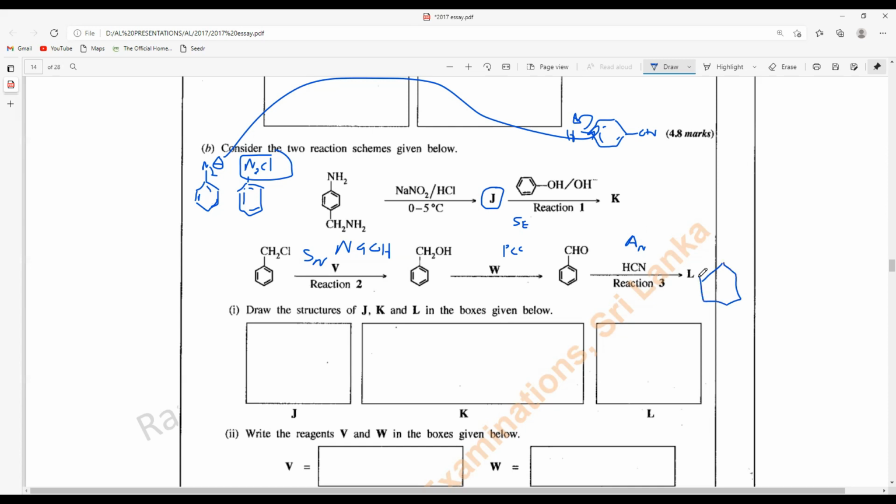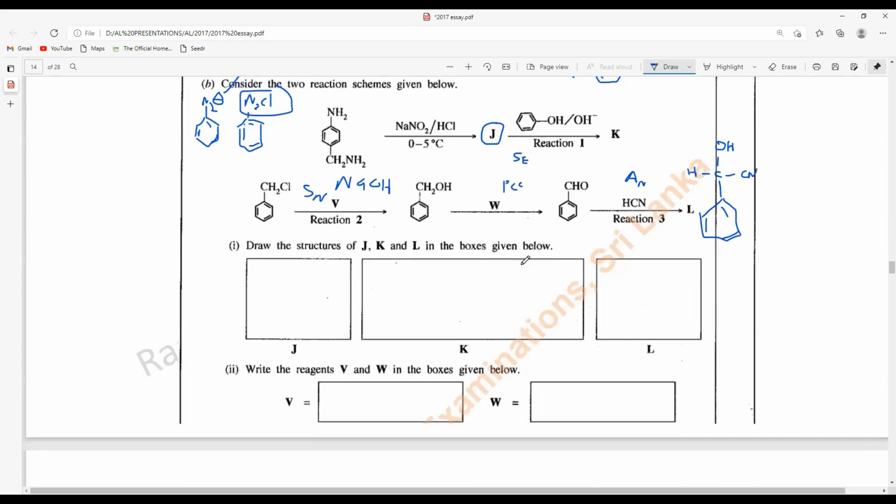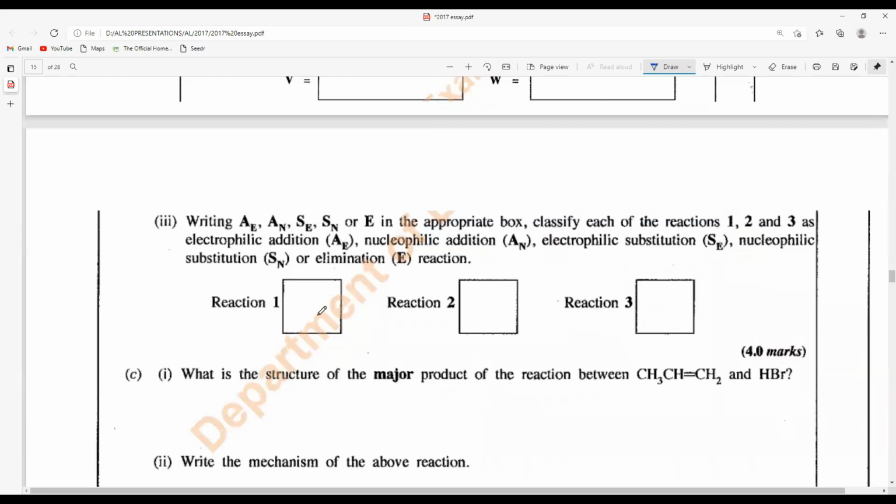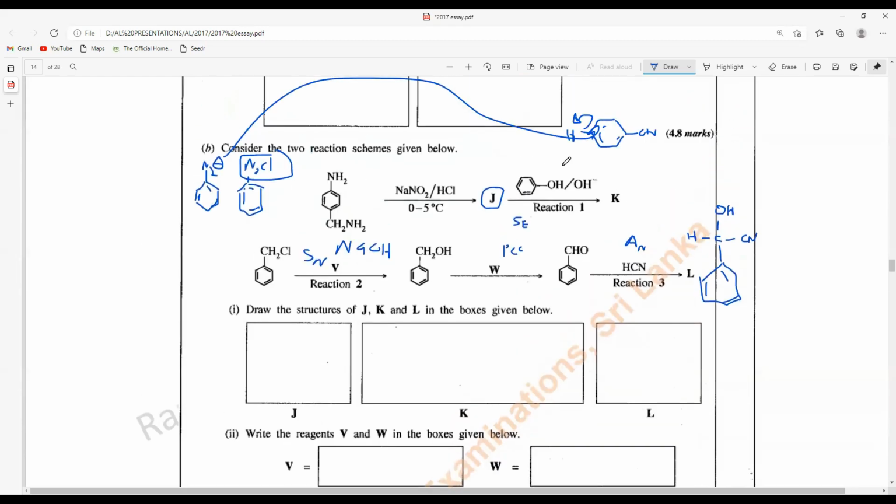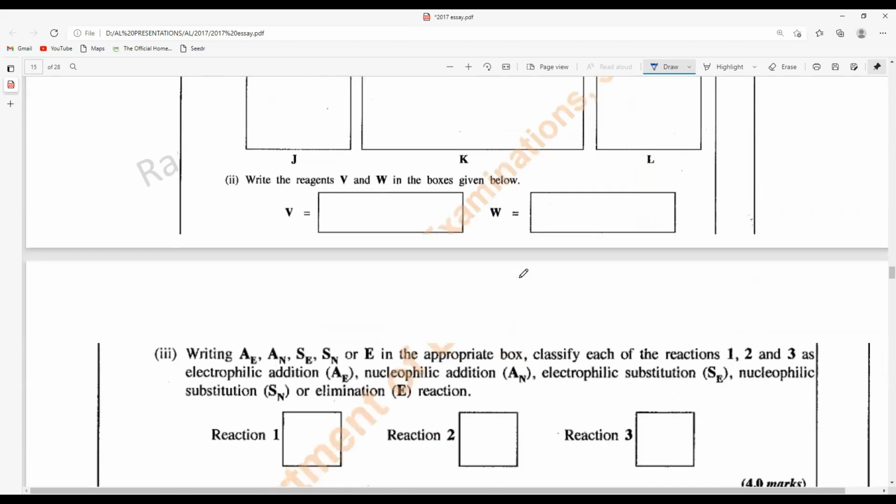So here there will be this OH. This carbonyl carbon can be converted to OH, and there is this hydrogen on this carbon, and this HCN is added. So cyanide is added. So this is the product. So you can write J, K, L, B as NaOH, and W is PCC. And reaction 1, 2, 3: reaction 1 is this, that is an electrophilic substitution. This is nucleophilic substitution, and this is nucleophilic addition, right?